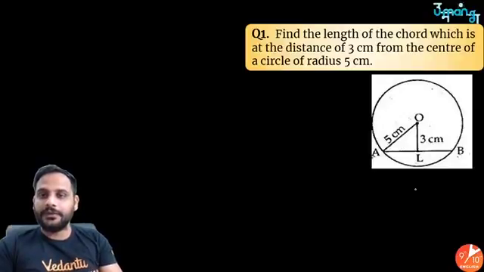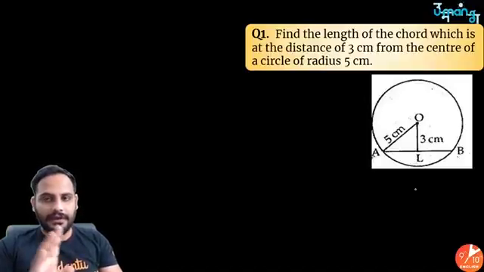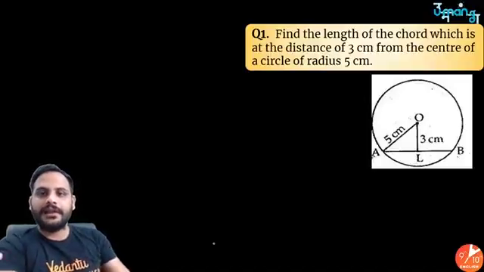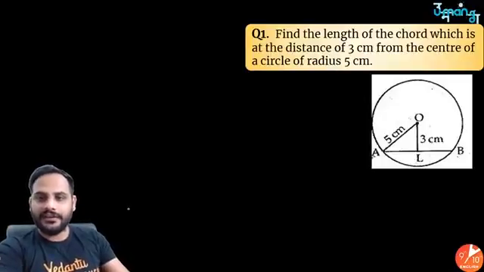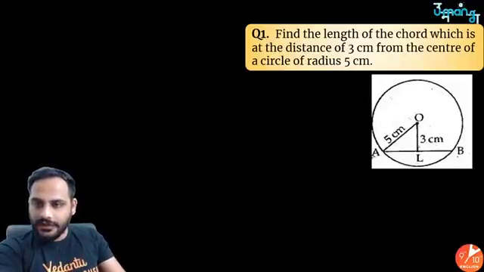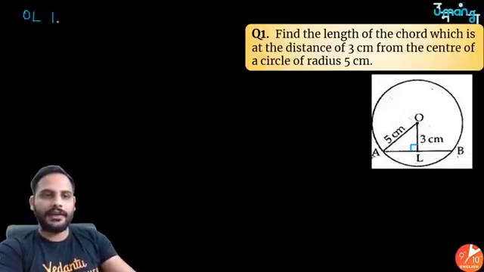Find the length of the chord which is at a distance of 3 centimeter from the center of a circle of radius 5 centimeter. Now see, they are saying the length of the chord which is at a distance of 3 centimeter from the center. So the distance of this chord AB is given as 3 centimeter from the center. If OL is the distance between the center and the chord, we can clearly say OL will be perpendicular to AB. So OL is given as 3 centimeter.